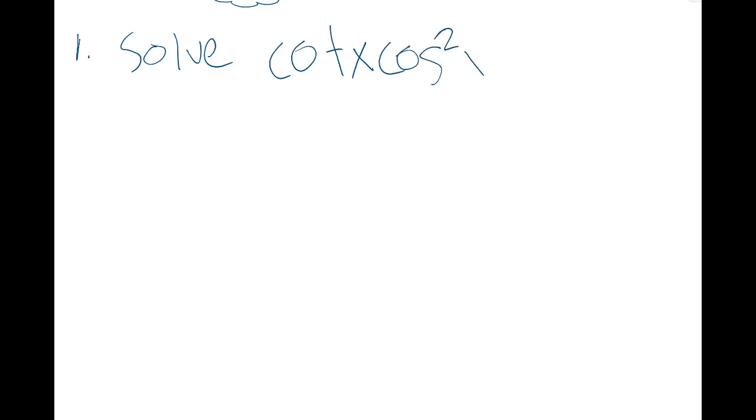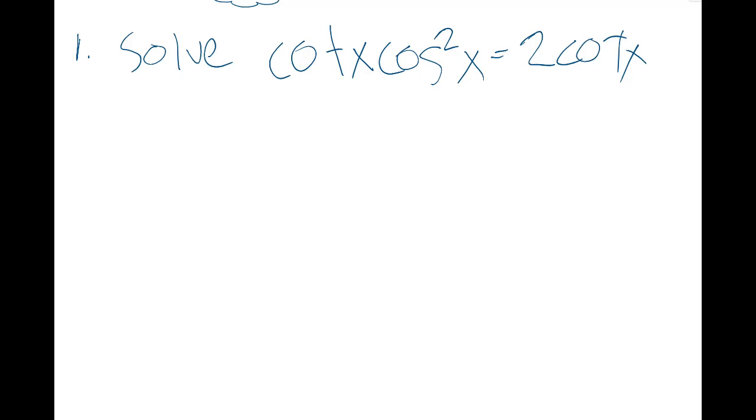Today we're continuing with trigonometric equations. Our first example is going to be: solve cotangent x times cosine squared x. We want to find where that equals 2 cotangent x.